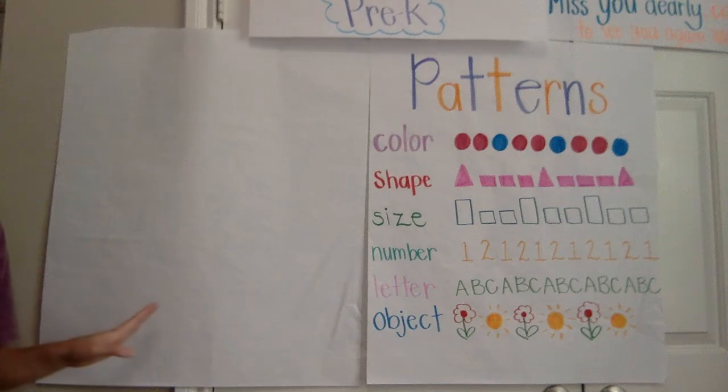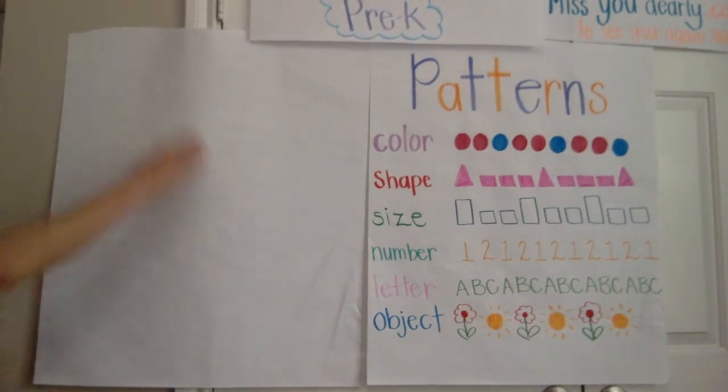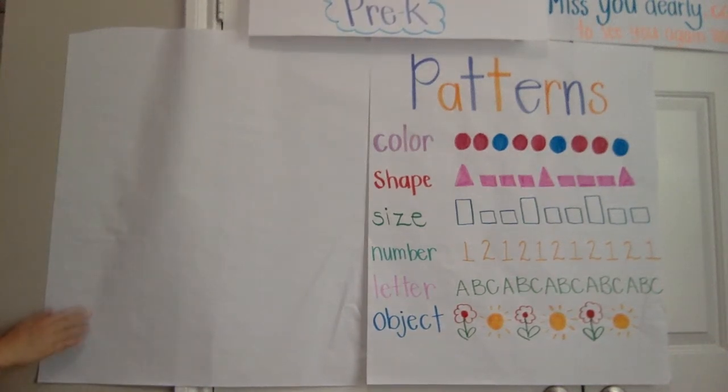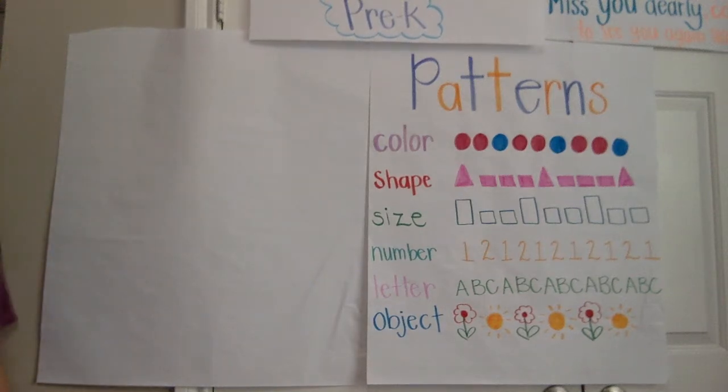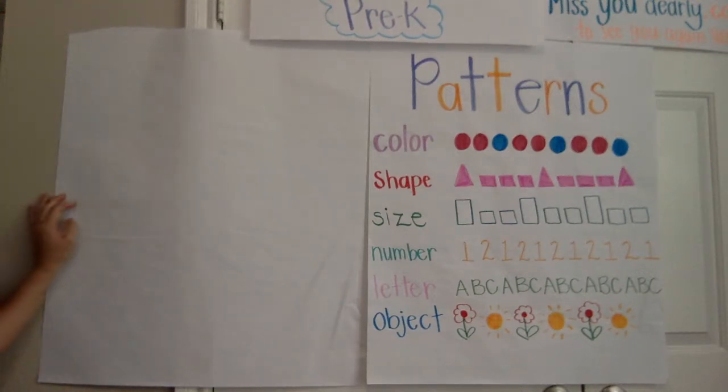So I have a blank one over here. I know you can't see me in this video, but you can hear me. So I'm going to write some right here, and I want you to help me figure out what comes next. Let me get a marker. I know you can't see me. I'm so sorry. But I want you to focus on what these patterns are.